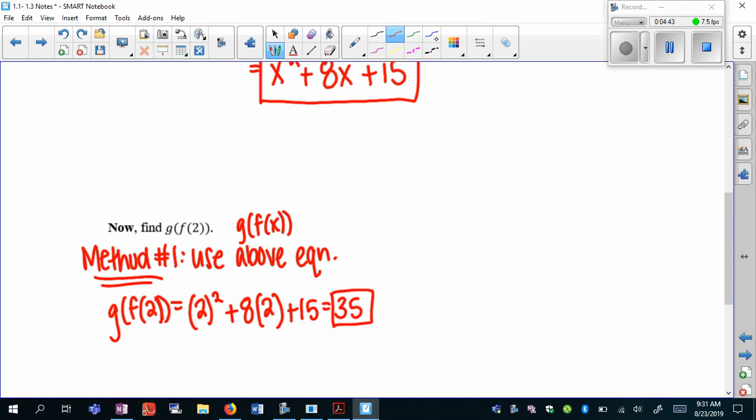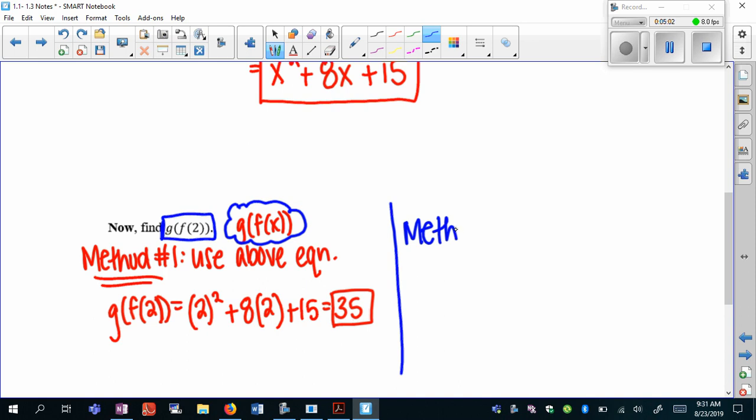So that's one option. So this option is very good if you have to find this first, because then you already have your equation. If you don't have to find g of f of x first, and you're just asked this, then I wouldn't bother finding the equation with x in it. I would go right into plugging in. So what I would do is, let's rewrite this. So g of f of 2.